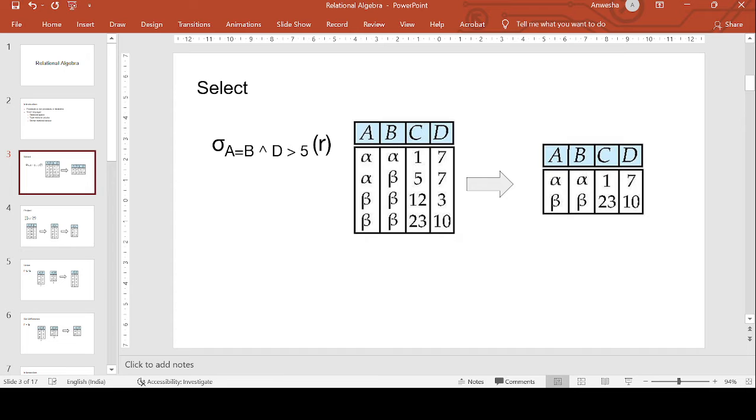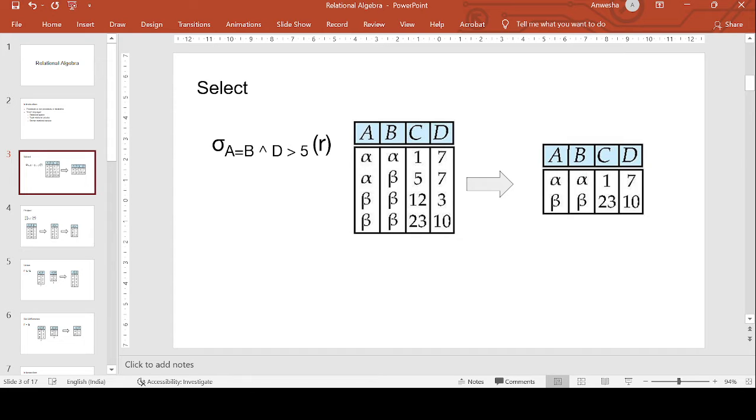You have to fetch the rows from the relation R where A equals B and D is greater than 5. Now in the first row, third row and fourth row, the values of A and B are same. In the first row, the value of D is 7, which is greater than 5. So the first row is satisfying the condition, so fetch the first row. The second row is not satisfying the condition because A is not equal to B. In the third row, again A equals B, but D is less than 5. So the third row is again not satisfying both the conditions.